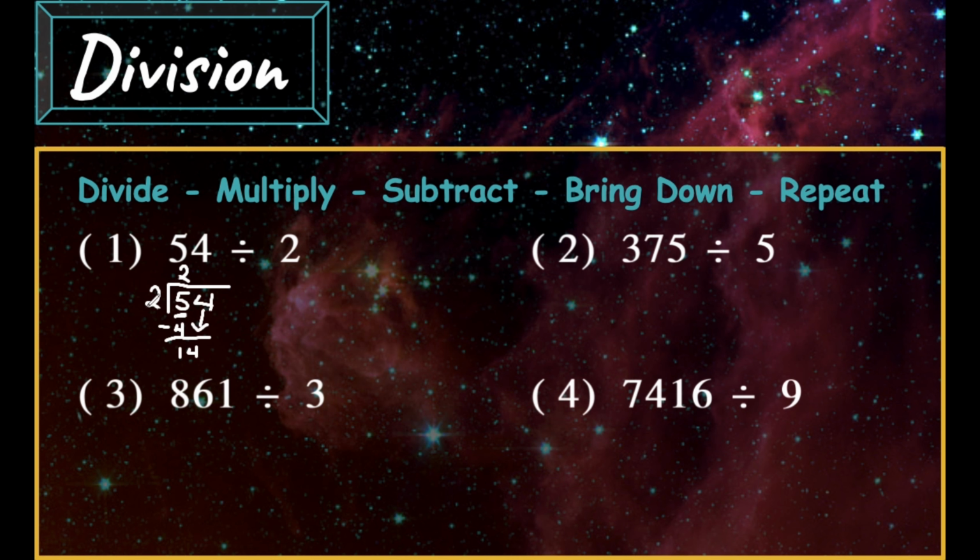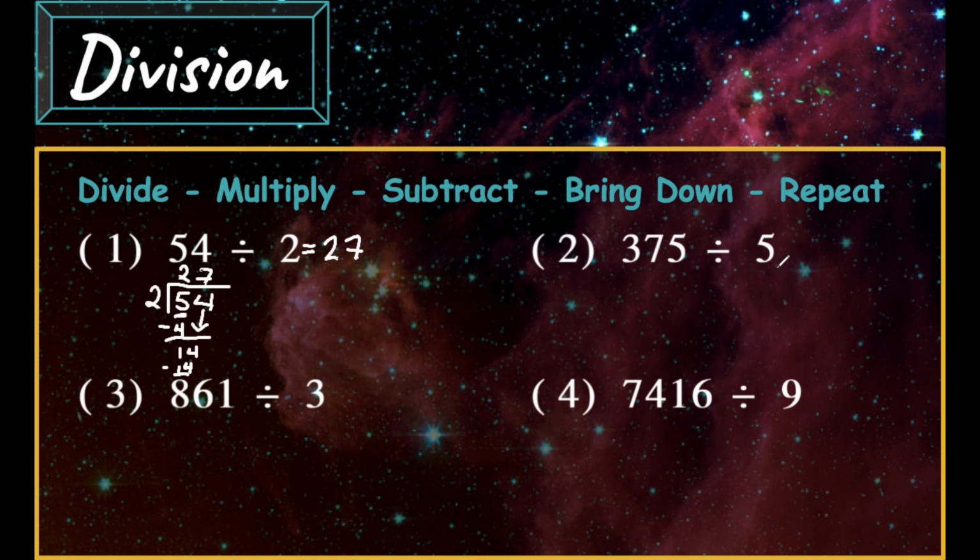We need to divide. How many times does 2 go into 14? 2 goes into 14 7 times. 2 times 7 is 14. And when you subtract these two numbers, you're going to get 0. And that tells us that our answer is going to be 27.